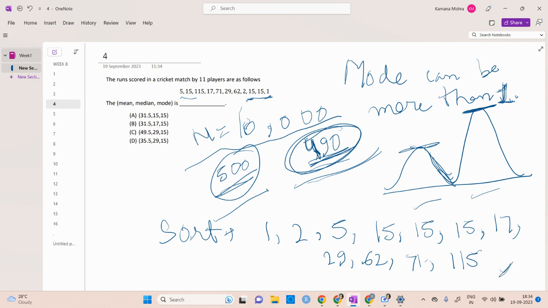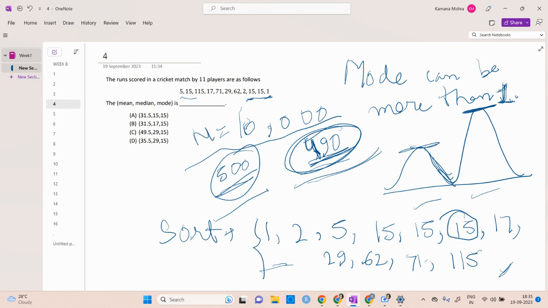Now to find the mean, you can simply sum it and then divide, or you can use the calculator if you want. Then the median: it is 11 values, and since 11 is odd, the middle value will be the median. So 1, 2, 3, 4, 5, 6. The 6th will be the median, so 15 will be the median.